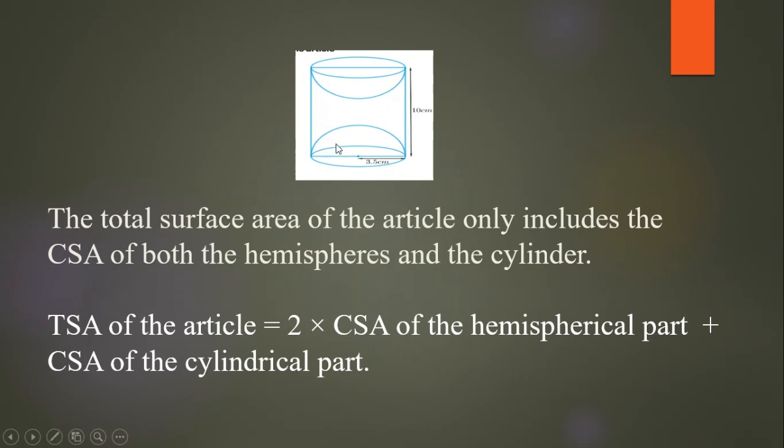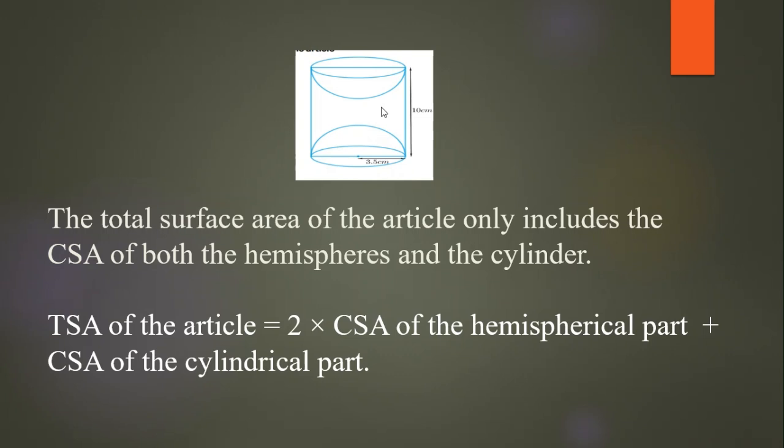Here we have taken 2 points into consideration. First point is that the radius of the hemisphere is equal to the radius of the base of the cylinder. The second point is that the total surface area of the article is equal to 2 into curved surface area of the hemispherical part plus curved surface area of the cylinder. If we are able to conclude these 2 points, it is easy for us to calculate the total surface area.